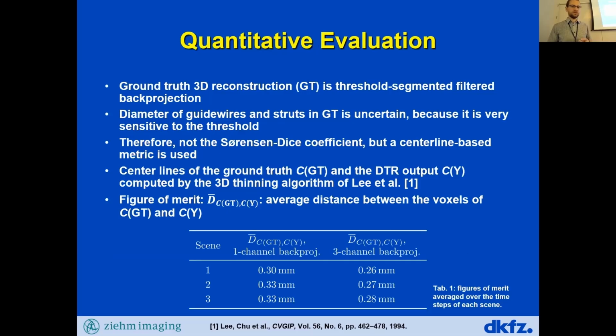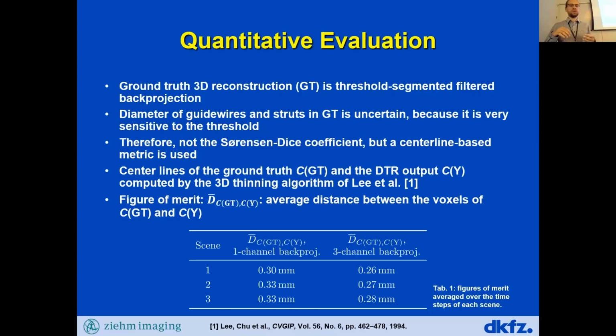Okay, we also did a quantitative evaluation. For each time step of each stop motion measurement, we computed the ground truth by computing a filtered back projection of all projections in the 3D scan, and then threshold segmenting this filtered back projection.